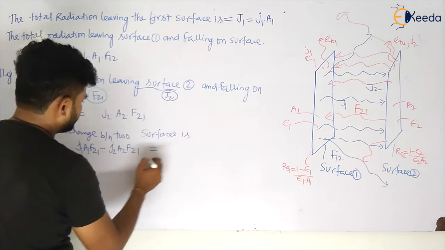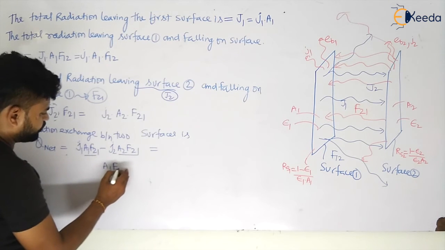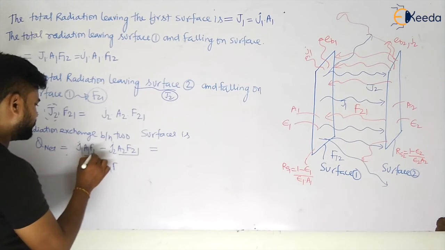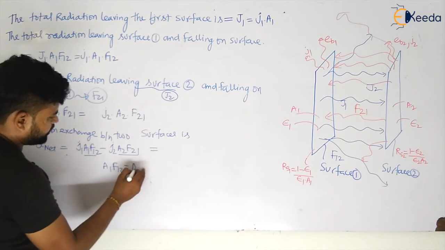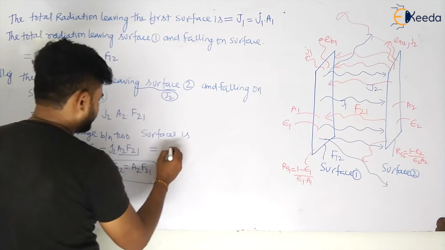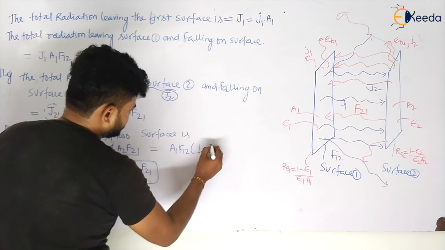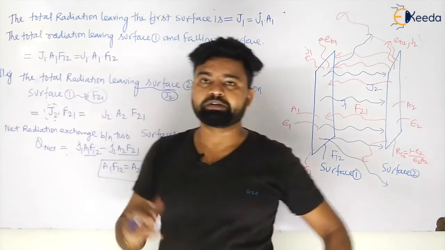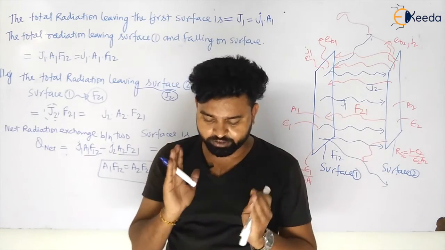So this will become A1 F12 and A2 F21. Why? I will use the reciprocity theorem: A1 F12 is equal to A2 F21. So I can directly write A1 F12 into small j1 minus small j2, my dear students. So this will be the net radiation heat exchange between the two surfaces because of the orientation or geometry, my dear students.